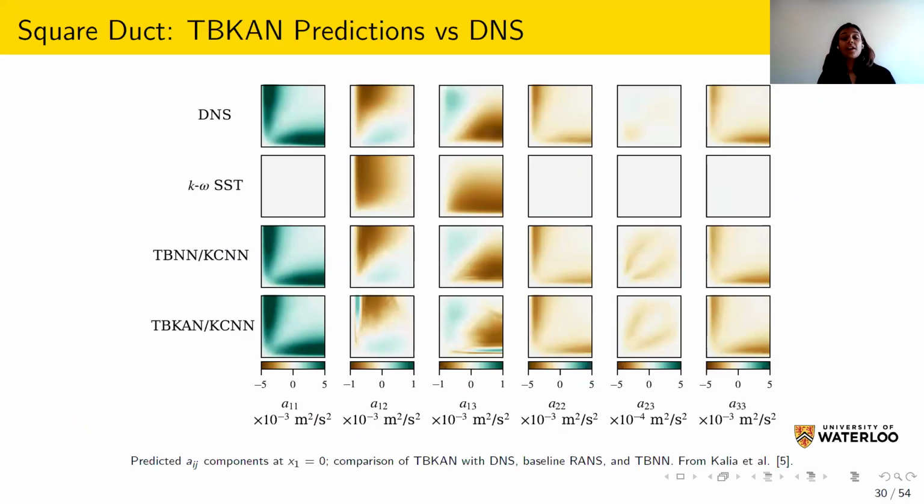This is the a priori result, essentially comparing the anisotropy tensor and its components. Visually, I think we can say that DNS and the modified TBNN match really well, whereas the TB-KAN does have some struggles in the a_12 and a_13 components of the tensor. But k-omega SST just does not capture any of the 4 main components in our matrix.